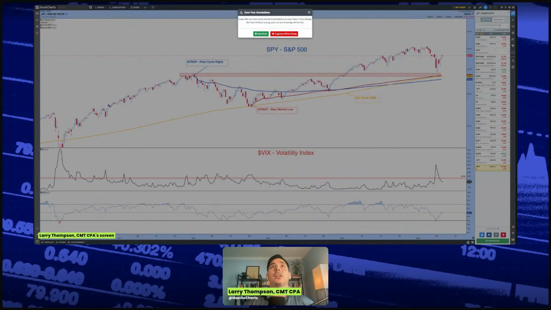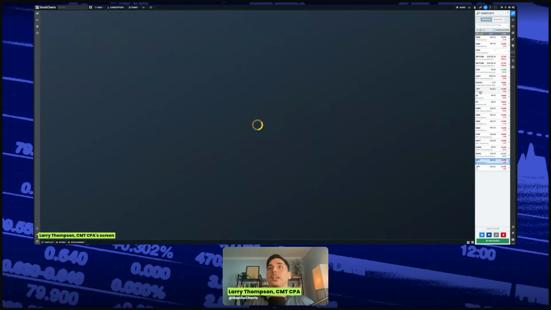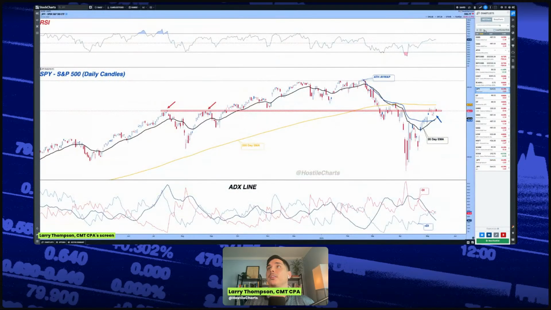The next thing I kind of wanted to talk about is looking at the SPY, right? Another thing I want to do here is take this chart and just show you guys why I think that we might be in this range for a little bit. It might just be a little messy sideways.